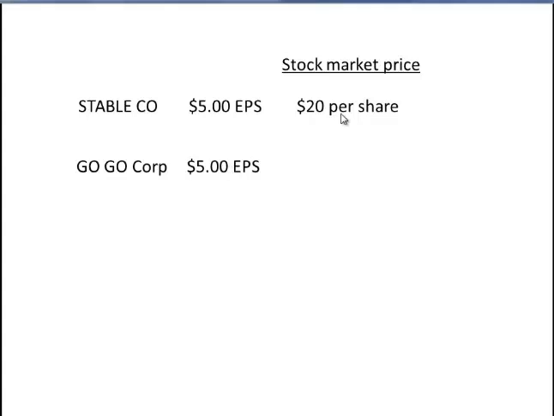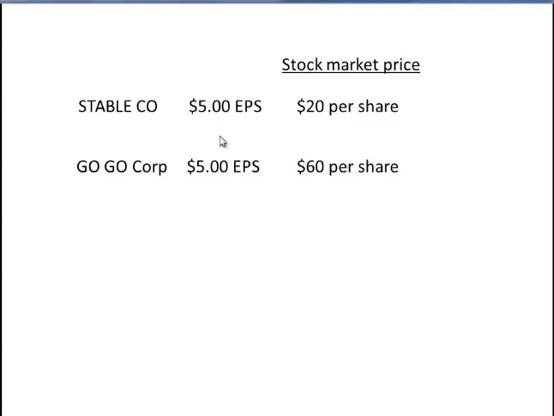Now, in this case, I've come up with a theoretical price of $20 per share. That's what the market is paying for Stable Company. On the other hand, for GoGo Company, because of its growth, the market is willing to pay $60 a share. So the market is paying $60 a share for $5 of earnings per share for GoGo, while the market's only willing to pay $20 per share for $5 of earnings per share for Stable Corporation. And again, it's based upon the market's perception of the future of the stock. For GoGo, the market is obviously perceiving that the EPS will probably grow. So this is a premium over Stable Company.